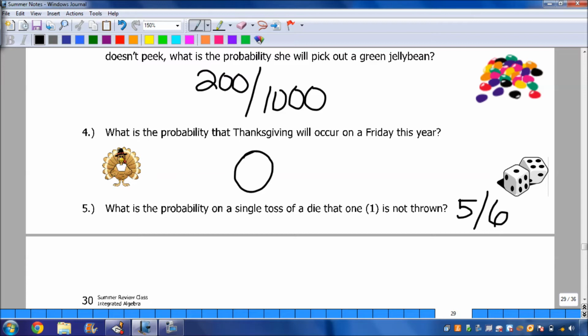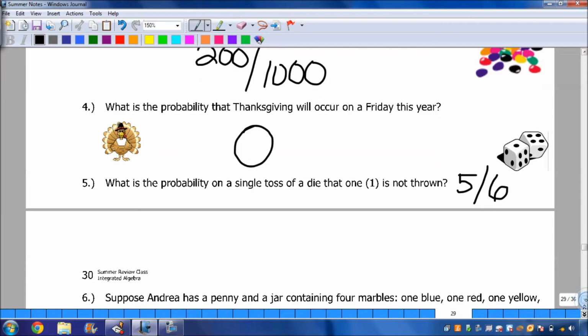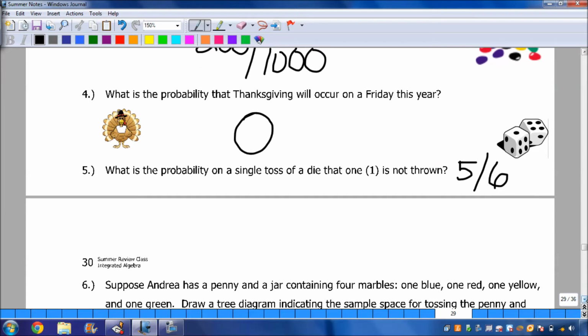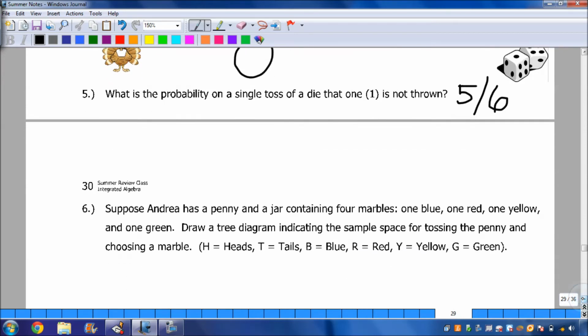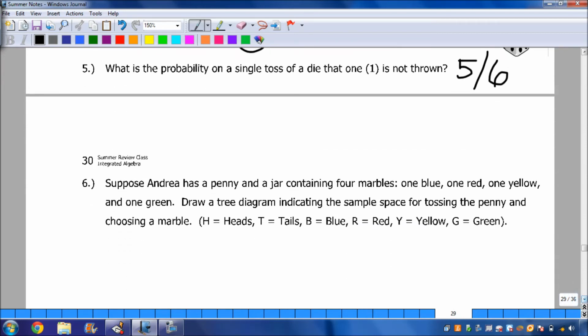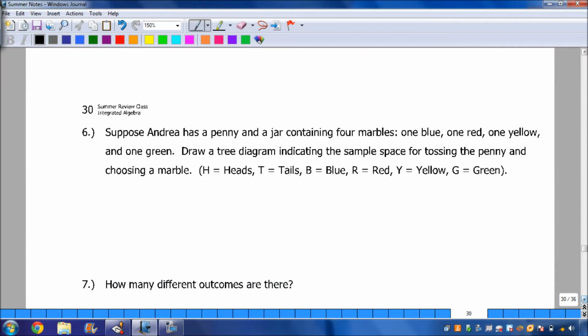Okay? All right. Number 6, suppose Andrea has a penny and a jar containing 4 marbles, 1 blue, 1 red, 1 yellow, and 1 green. Draw a tree diagram indicating the sample space for tossing the penny and choosing the marble. So your tree diagram is going to list out all the possibilities. So the first thing that's going to happen is that she's going to flip a coin. And when she flips a coin, she has 2 options. She can either get heads or tails.